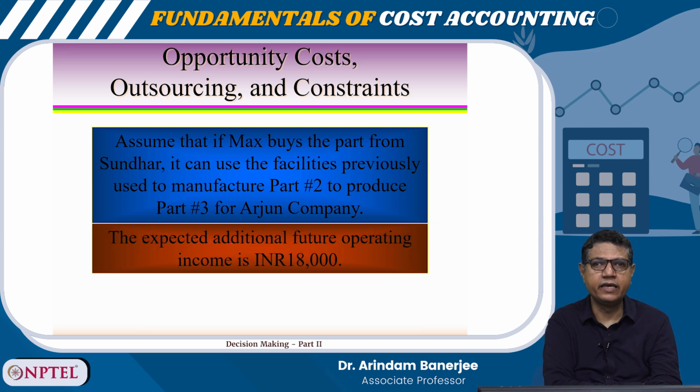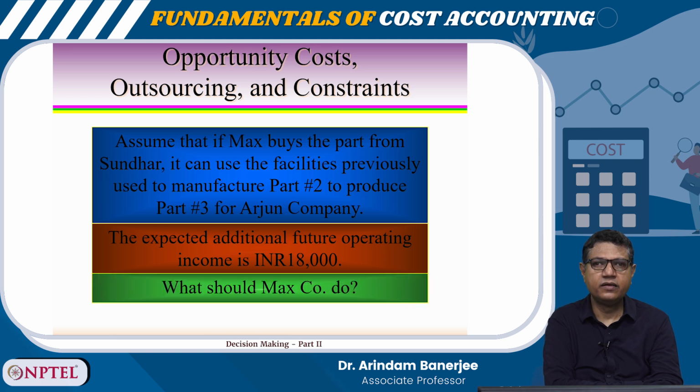Now in such a case, the expected future operating income is 18,000, right? So what should Max do now? That is the question. What should the company do?